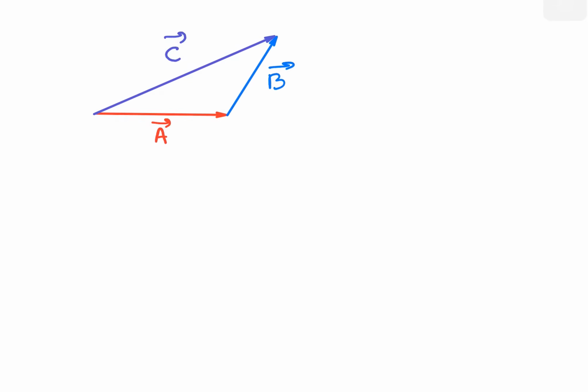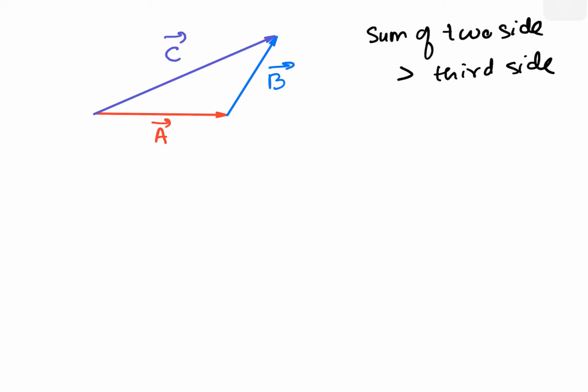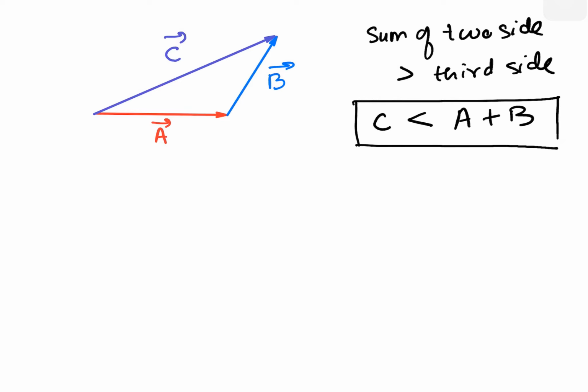So now let's look at this triangle. This side is A, this side is B, and this side over here is C. This is a triangle. Now you all must be familiar with the inequality that the sum of two sides of a triangle is greater than the third side. If we apply this relation over here, then this side C will be less than the sum of this side and this side, that is C is less than A plus B. This is one relation that we will be needing.